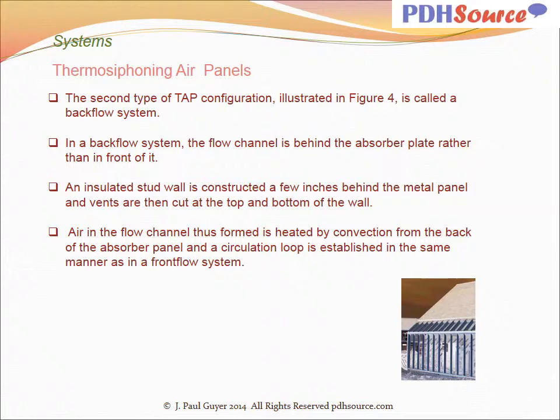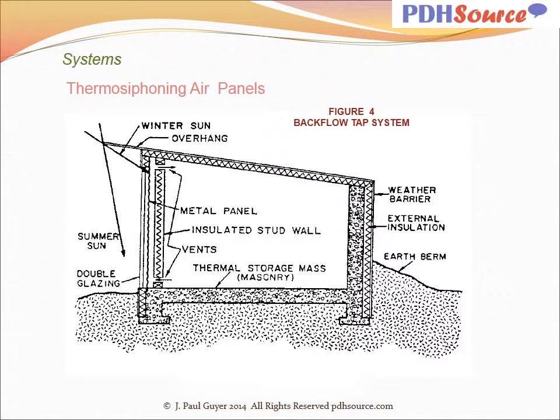As in the front flow system, air in the flow channel thus formed is heated by convection from the back of the absorber plate, and a circulation loop is established in the same manner as in a front flow system. Figure 4 indicates the fundamental elements of the backflow thermosiphoning air panel system.